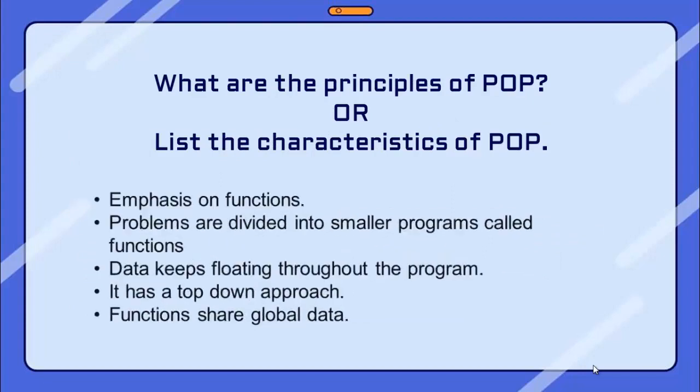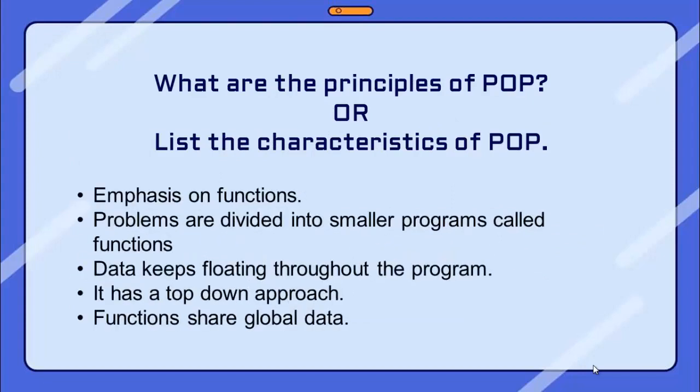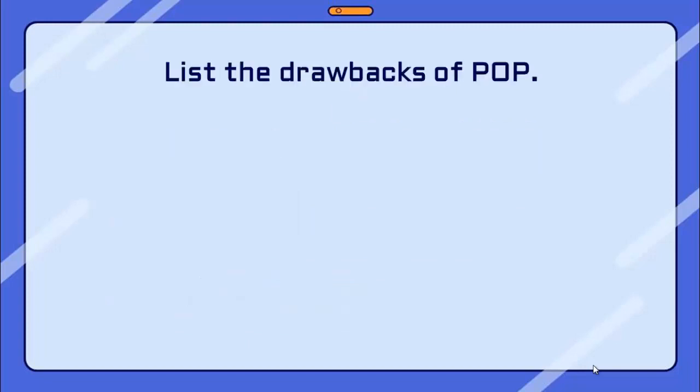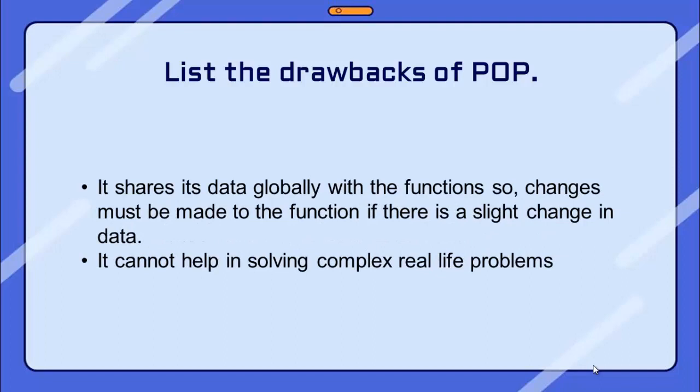What are the principles of procedure-oriented programming, or list the characteristics of procedure-oriented programming? The emphasis is on the function. Problems are divided into smaller programs called functions. Data keeps floating throughout the program. It has a top-down approach, and functions share global data. List the drawbacks of procedure-oriented programming. It shares its data globally with the functions, so changes must be made to the functions if there is a slight change in the data, and it cannot help in solving complex real life problems. That's the drawback of procedure oriented programming.